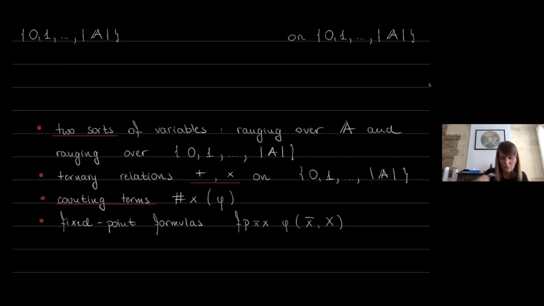We can use those relations in addition to the relations of the original structure. And we have counting terms which define the number of elements of our structure which satisfy some formula. And of course we have fixed point formulas, the same as we had before, because we enrich the fixed point logic by this counting mechanism. So I hope this is more or less clear. Sorry for forgetting the order relation. Ordered. Okay, good.